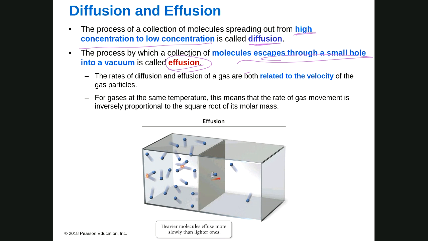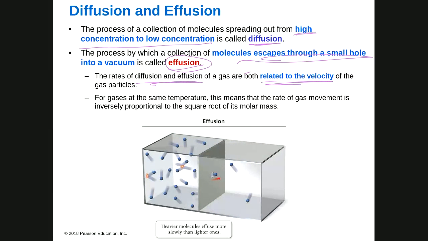And so the rate of diffusion and effusion of a gas are related to how fast those gas particles are going. Since the velocity is determined by how big the molecule is, smaller molecules like helium are going to be escaping a lot faster than if you had oxygen in the balloon, because oxygen would be 32 grams per mole, helium's only 4. So if you had a mixture of helium and oxygen, the helium would be the one finding those holes more often than the oxygen, because they would be moving faster due to their size.